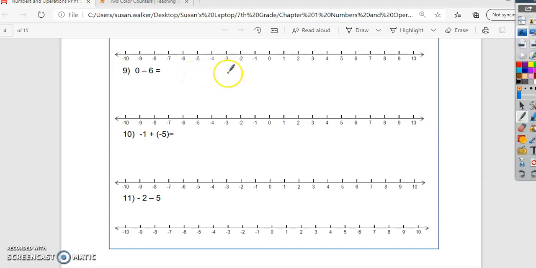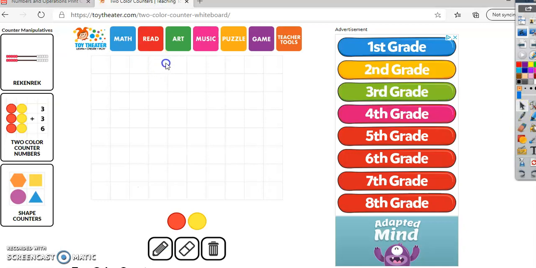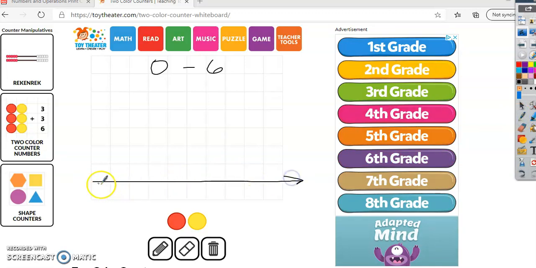So in this case, I'm going to write it on the other page. 0 take away 6. Let's try again. 0 take away 6. So I want you to think where I would start. Look at these here. Where would I start? Hopefully you know that you don't start with any of them. Okay? So on our number line, we actually start just at 0. Okay? I know this is not quite in the center. You'll see why.